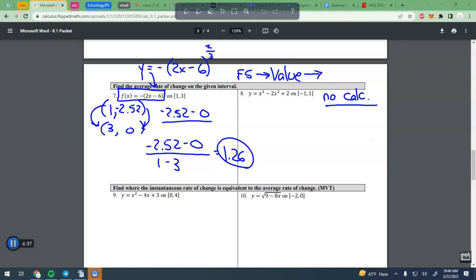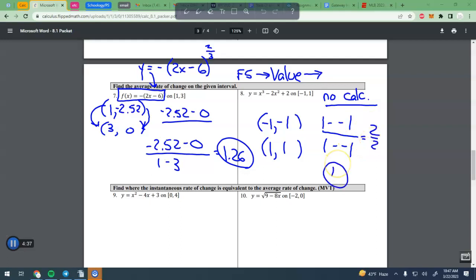Okay. And then 8 we can do without the calculator. So if I plug in -1, I'll get -2, so that's -3. -3 plus 2 is -1. And if I plug in 1, I'll get 1 minus 2 plus 2, which is 1. So my slope would be 1 minus -1 over 1 minus -1, which is 2 over 2, which is 1. Are those two okay? Questions on 7 or 8?